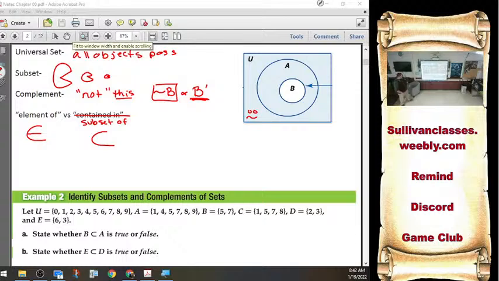I'd like you to answer those two questions. How do I read that? What does it mean? And then, is it true? If it's not true, tell me who's the holdup. Which element is making that not true? Okay. Check with your neighbors. Argue with folks. Make sure you're on the same page.